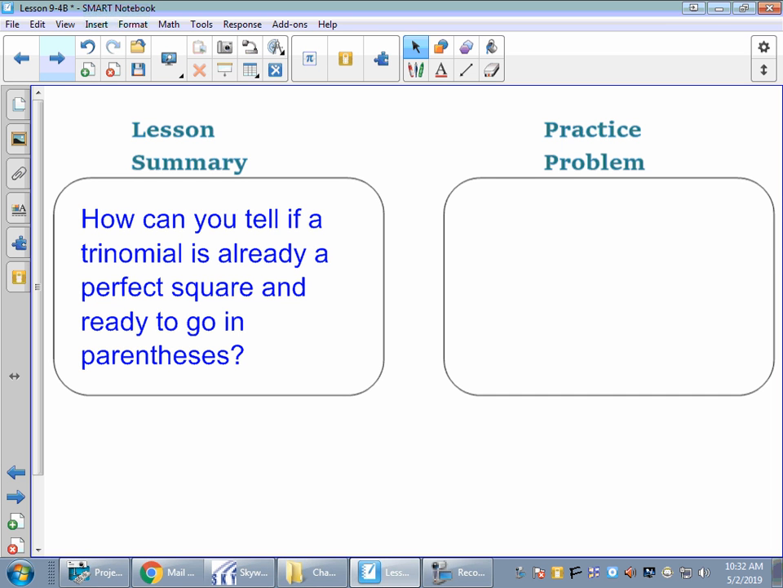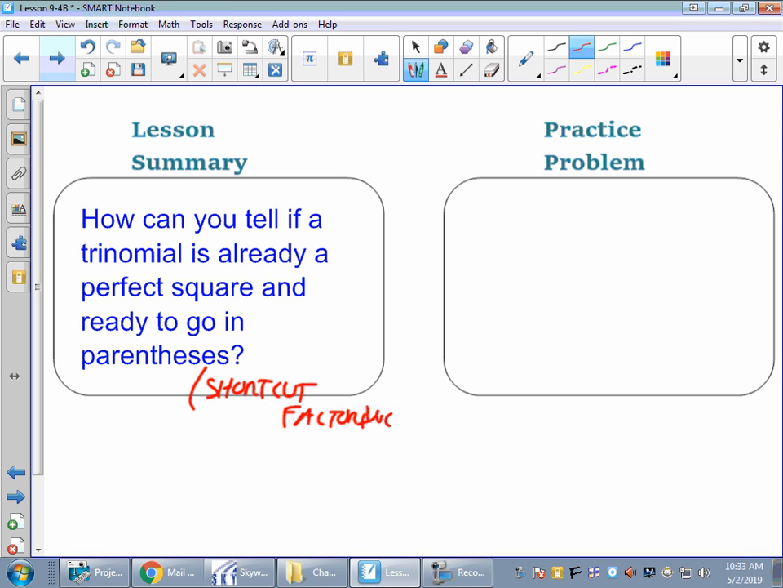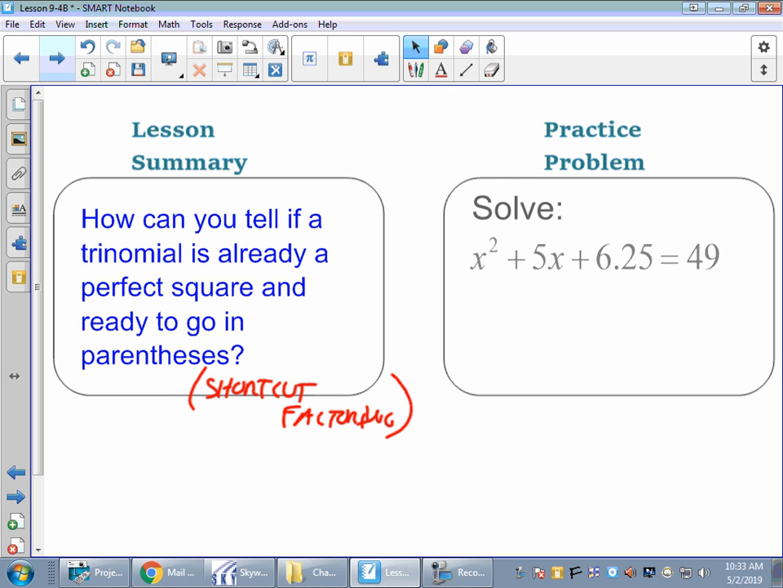How can you tell if a trinomial is already a perfect square and ready to go in parentheses? That's one way to look at it. And then we're also taking a look at what can we do, how do we do it? What do you know to use the shortcut factoring? What do you need to see? How do you see it? What do you do with it? And then the last one is just another problem to solve.